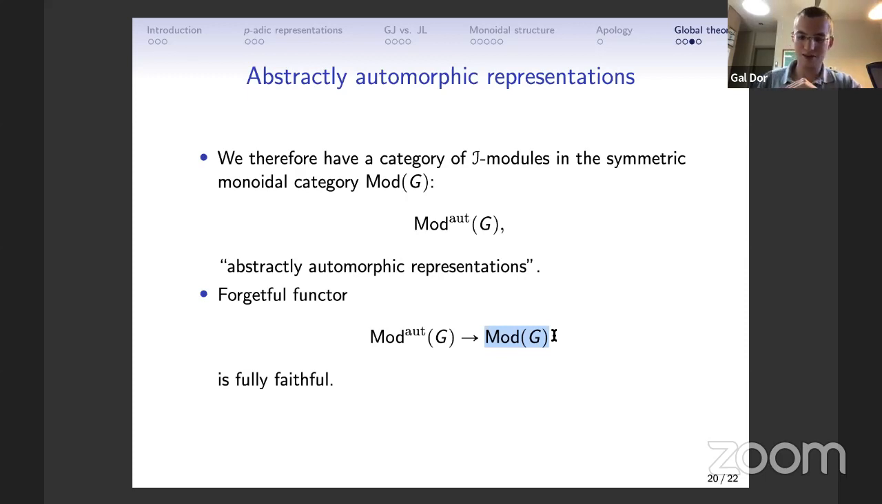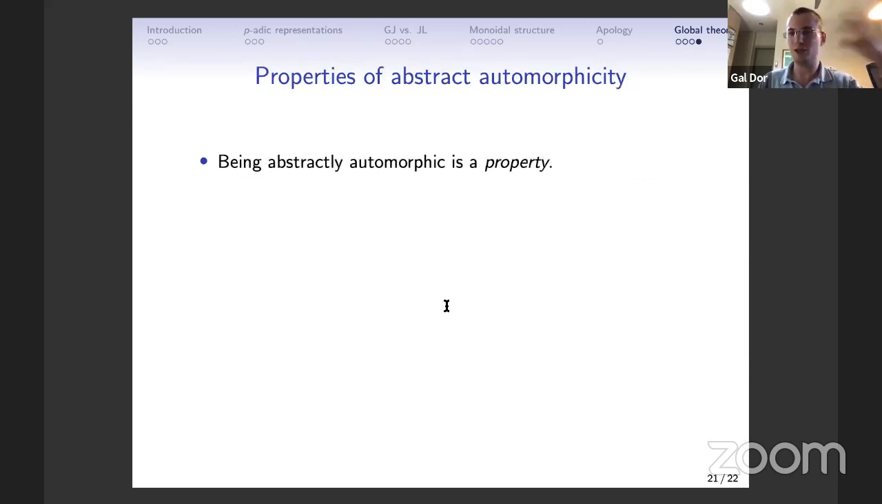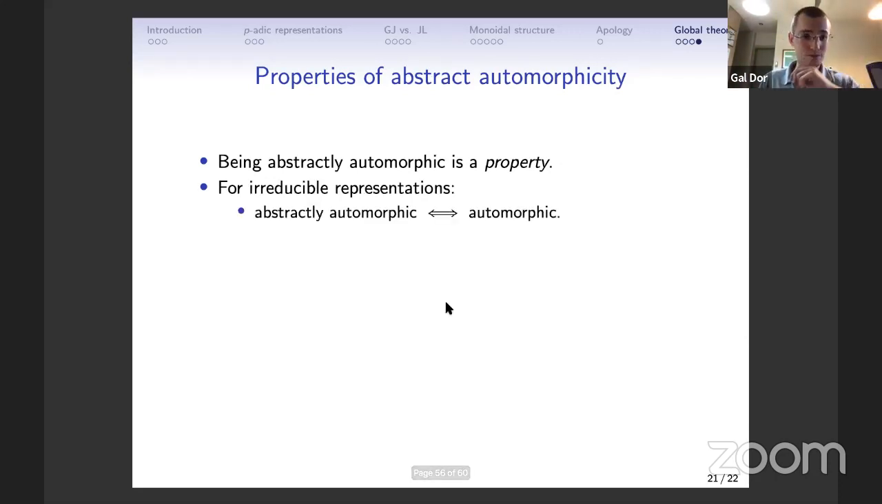Now, this category has many nice properties. Because we're basically out of time, I'm just going to list them. So as I said, it's just a property. If you have a G module, then it either is or is not abstractly automorphic. If you have an irreducible representation, then I've told you nothing new. That is, an irreducible G module is automorphic if and only if it is abstractly automorphic.